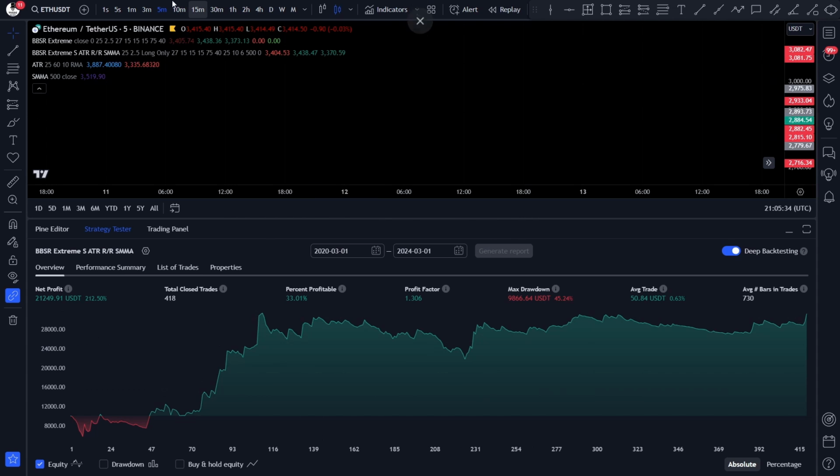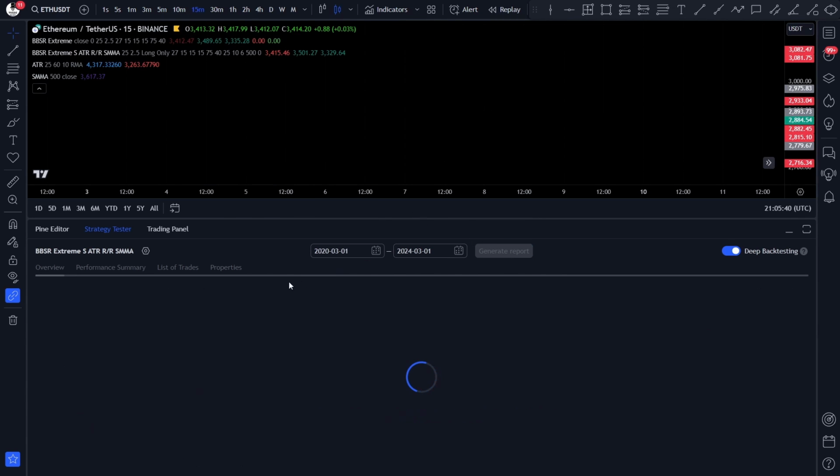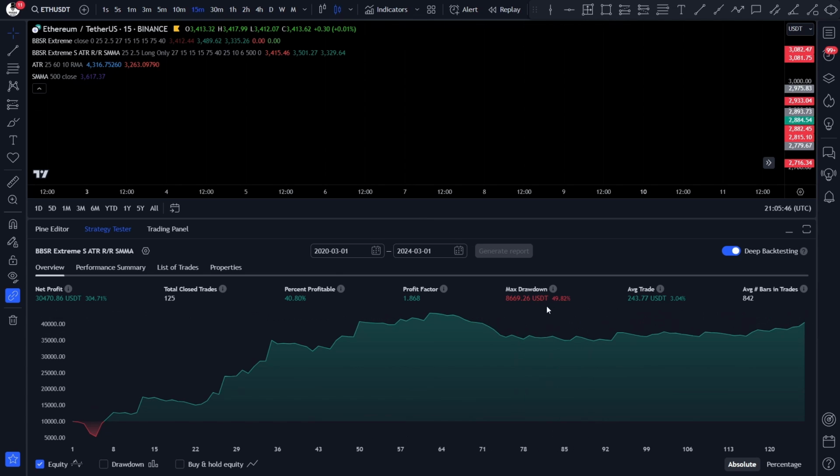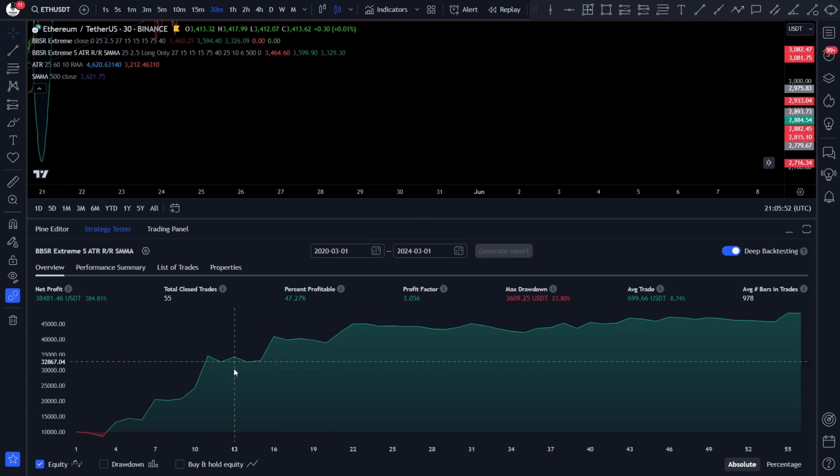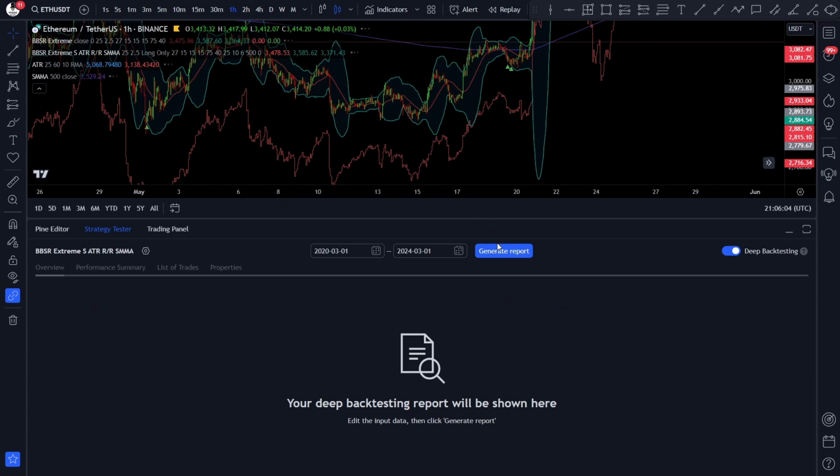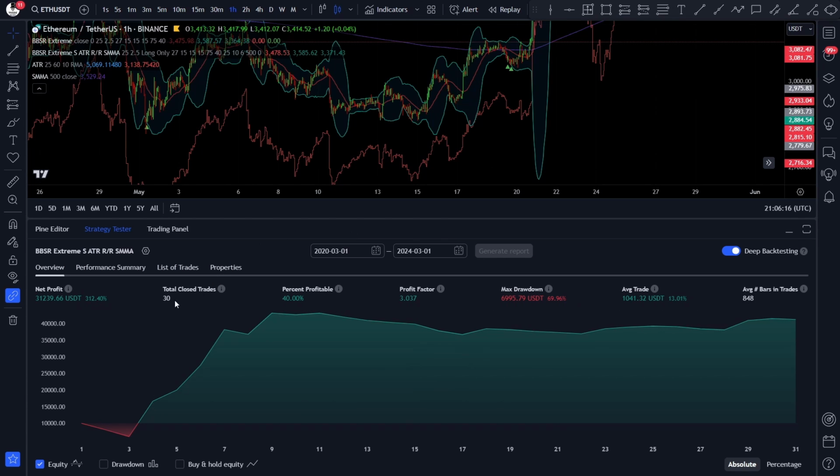These are the results on the 5-minute chart. Let's take a look at the 15-minute. It is still profitable, however, it has a bit high drawdown. 30-minute, still profitable, with actually better results than on the 10-minute. The 1 hour. Now we only get 30 trades and the 70% maximum drawdown, but it is still profitable.